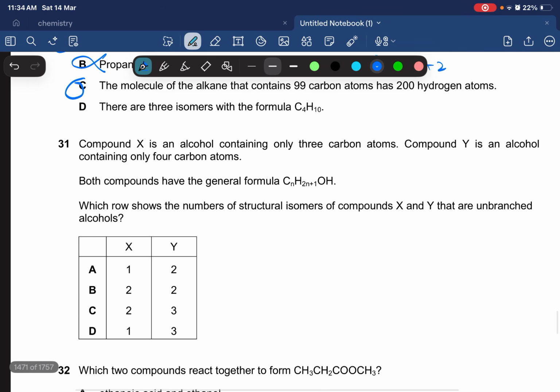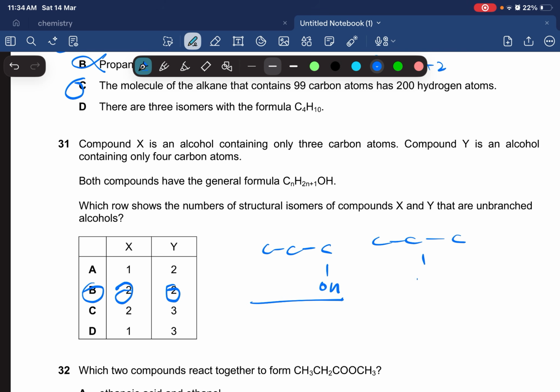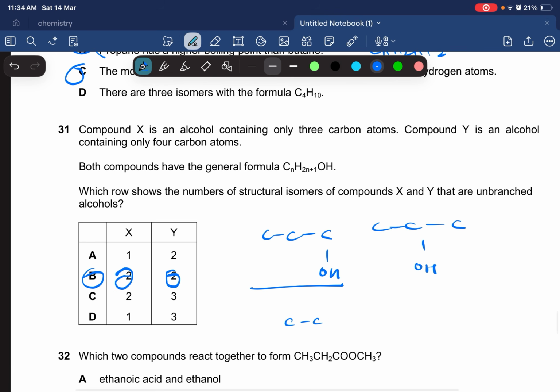Compound X is an alcohol containing only 3 carbon atoms. That means we're dealing with propanol. Compound Y is an alcohol containing 4 carbon atoms. We're dealing with butanol. Both compounds have the general formula shown, which gives the number of unbranched structural isomers of compounds X and Y. Propan-1-ol, propan-2-ol, butan-1-ol, and butan-2-ol. Simple as I can tell. You don't make any branches. You put the OH on the first carbon, that's propan-1-ol. You put the OH on the second carbon, that's propan-2-ol. Then you put the OH on the first carbon, that's butan-1-ol. You put the OH on the second carbon, that's butan-2-ol.